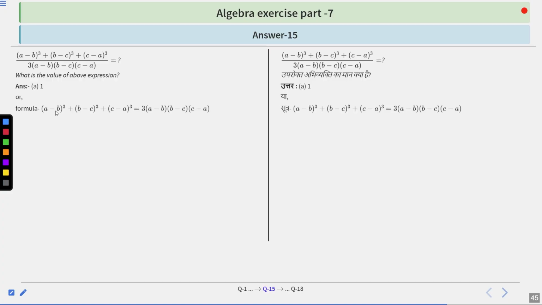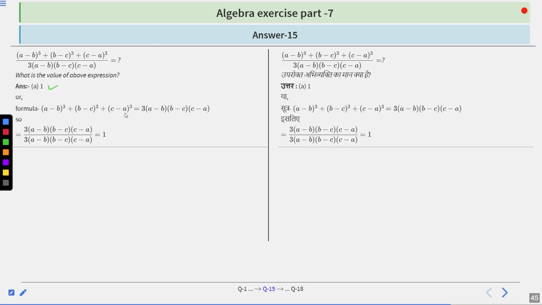Or (a−b)³ + (b−c)³ + (c−a)³ is equal to thrice of, where capital A was a−b, capital B was b−c, and capital C was c−a. So putting the value of (a−b)³ + (b−c)³ + (c−a)³, we get 3(a−b)(b−c)(c−a) in the numerator, and 3(a−b)(b−c)(c−a) was already given in the denominator. So these things will cancel out and we will only get 1. So option number A, 1, is the correct answer.